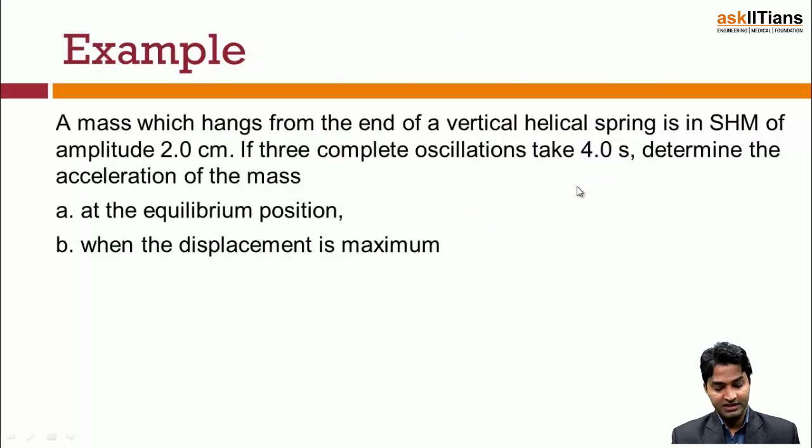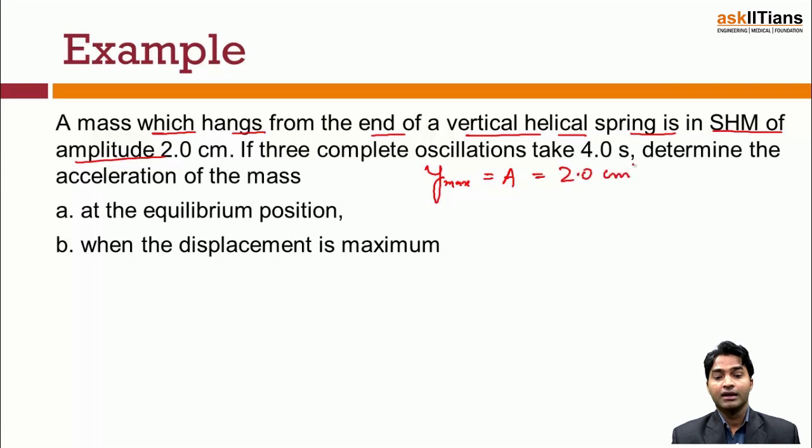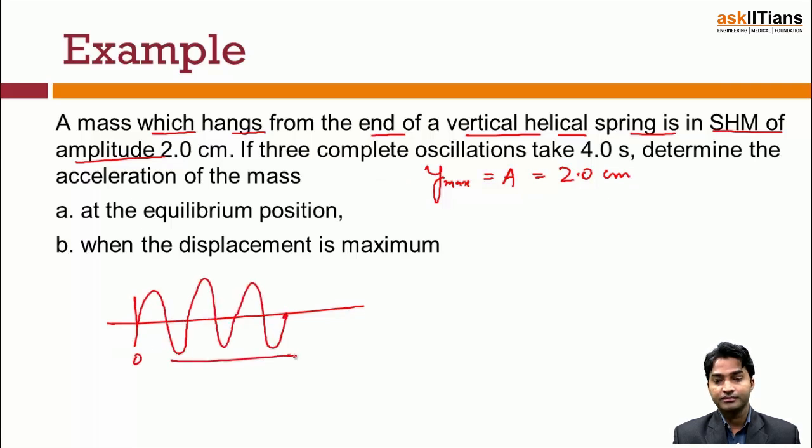Now, we would like to discuss a question based on this concept. A mass which hangs from the end of a vertical helical spring is in SHM with amplitude, that means maximum displacement, y max equal to capital A, given as 2 centimeter. It completes 3 oscillations, 1, 2, 3, and the total time required is 4 seconds. So the time required for 1 oscillation is 4 by 3 second, so we can say frequency is equal to 3 by 4 hertz.